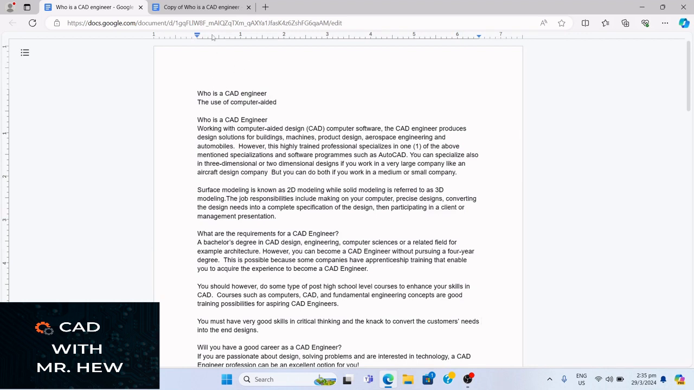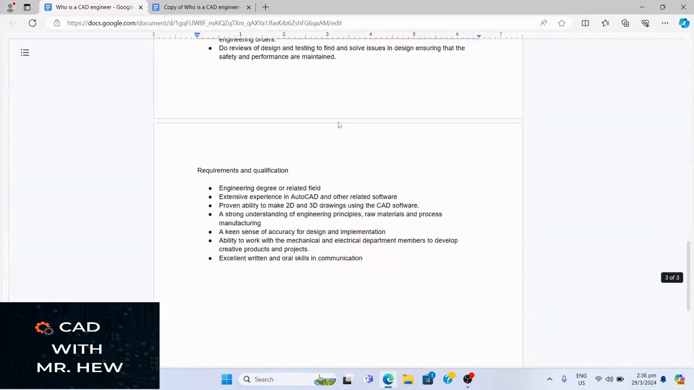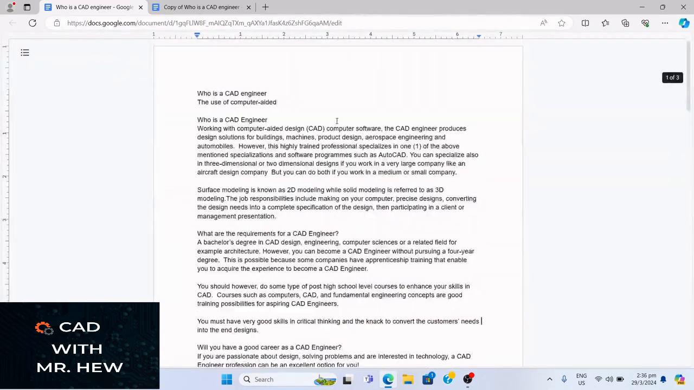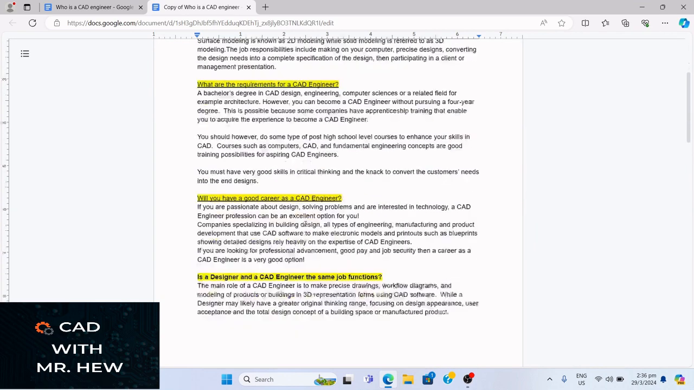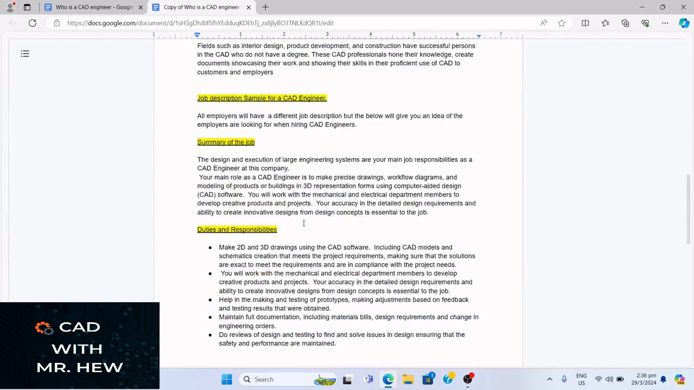So what I did next was to put it on a PowerPoint. Now the question is, how are you going to put all of this information on a PowerPoint? And let me show you one way you can do it, right? Here are the different headings or titles for the different paragraphs, right?